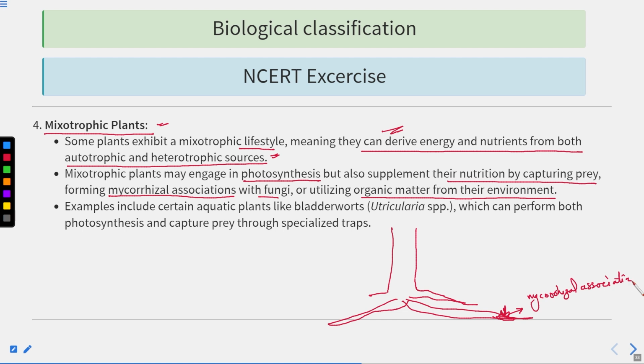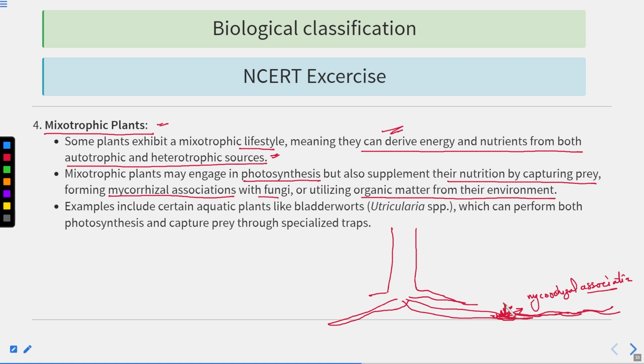Now these trees provide some nutrition to the fungal component that is forming the mycorrhizal association, and in return these fungi give some very important minerals that these plants cannot make available for themselves. These fungi take minerals from far away places because they spread very far, and they make those minerals available to these trees, and in return the fungi get some sort of food material.